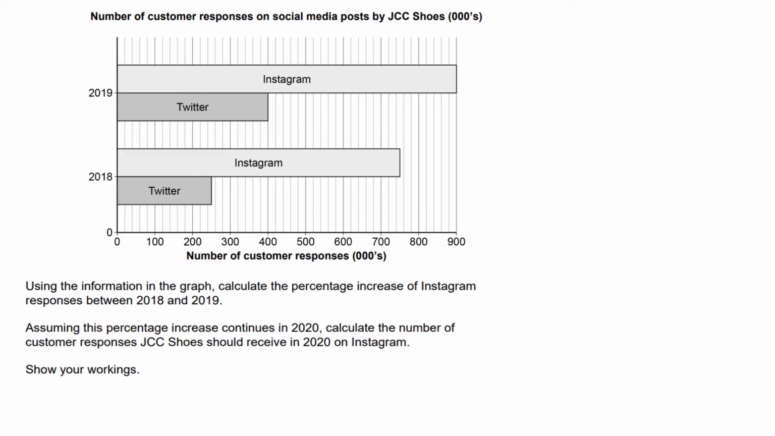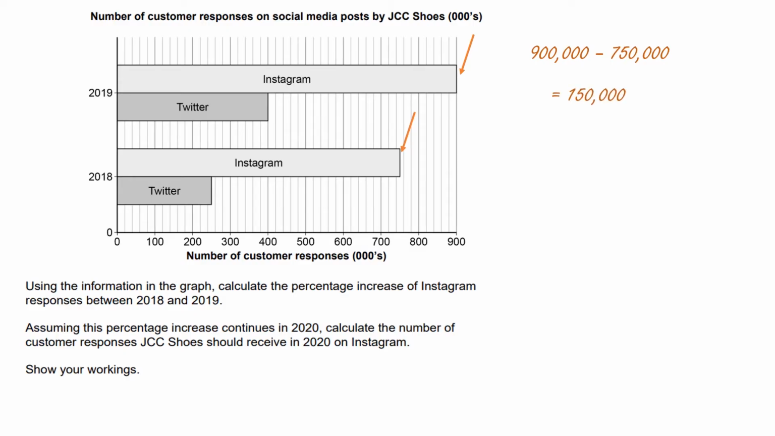So firstly, we need to look at the percentage increase of Instagram responses between 2018 and 2019. So for 2019, we can see that there was 900,000 Instagram responses. And in 2018, we would say that's 750,000. So therefore, because we need to calculate the percentage change, 900,000, we'd minus the 750,000 to get the change.